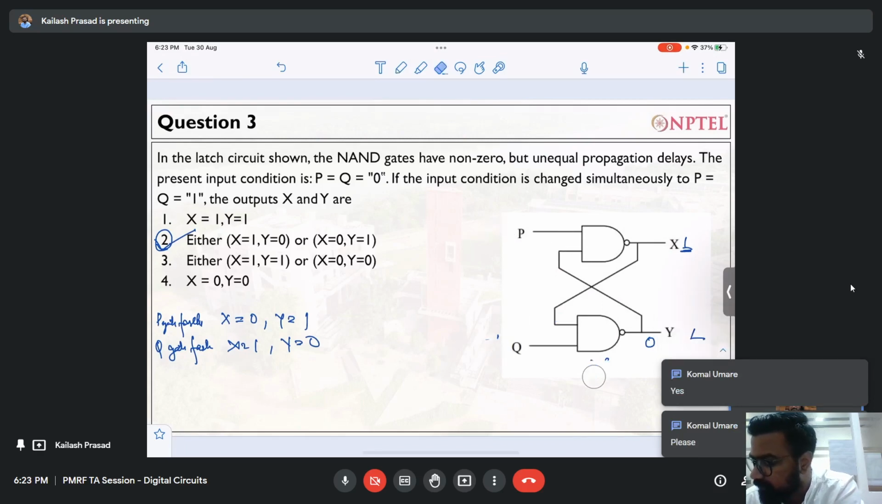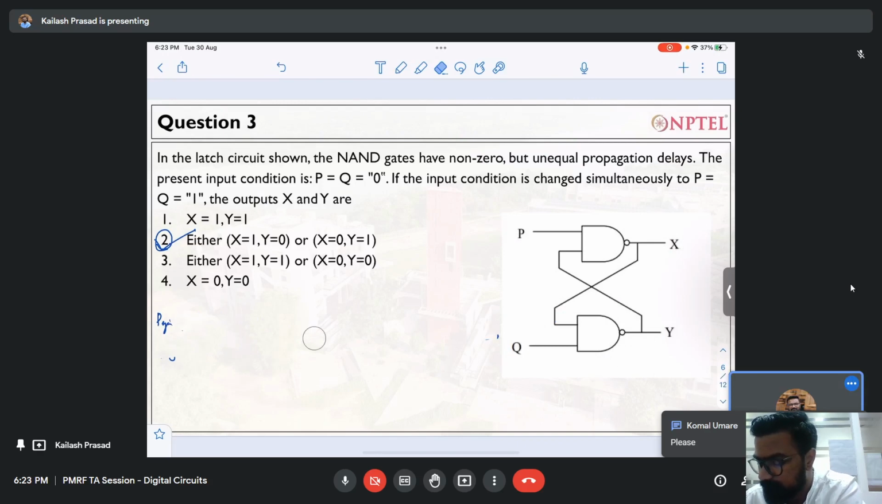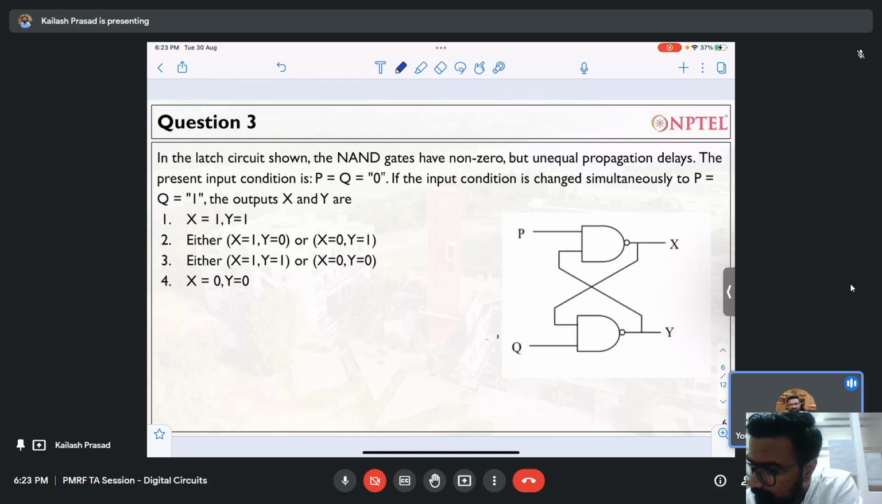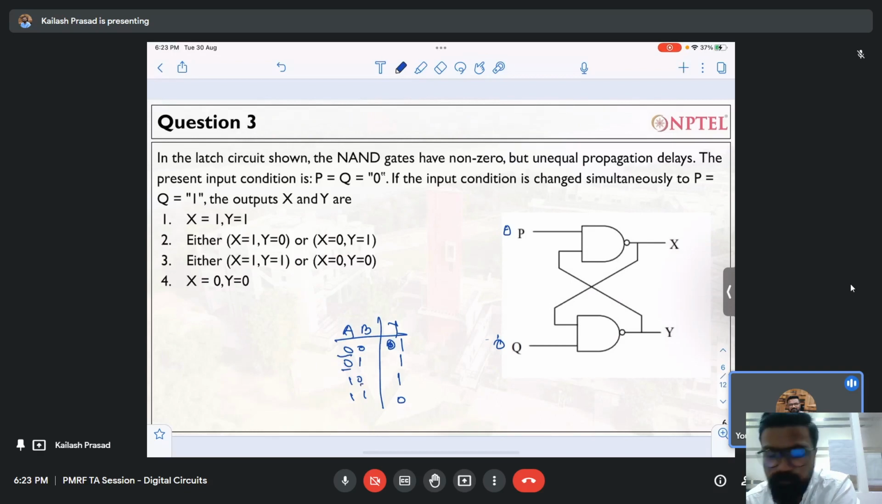Conceptually, this is a NAND latch. Initially, we are saying that both the inputs are 0. If I write the truth table of a NAND gate, A B Y: 0 0 gives 1, 0 1 gives 1, 1 0 gives 1, and 1 1 gives 0. So if any of the inputs is 0, the output will remain 1. So we can directly write 1 over here. If this is 1, this will be 1.